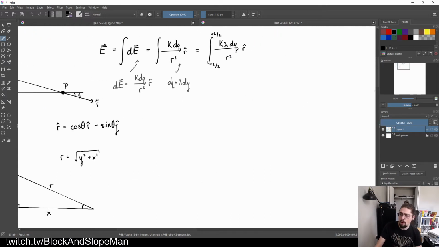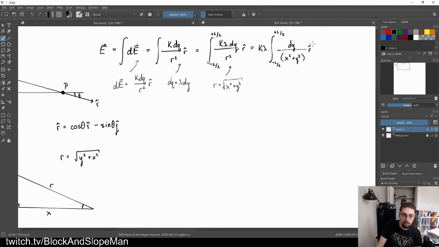Let's go ahead and plug it in while we're here, right? Why not? Plug it in. What do we find? I'm going to pull out some constants while I see them. K and lambda, they're constants. They don't need to be inside the integral. The square root squared cancels out that square root.